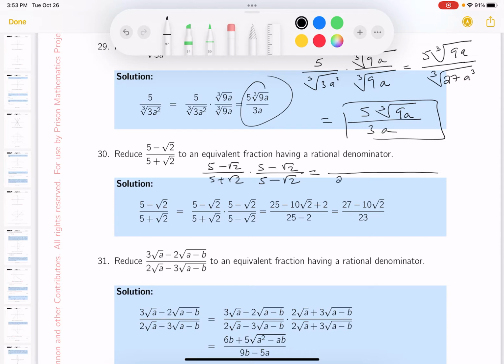5 times 5 is 25. Then you're going to get minus 5 root 2, plus 5 root 2. And then you're going to get minus 2. On top, what do you get? You get 25 minus 5 root 2, minus 5 root 2. And then, minus times minus is a positive, plus 2. So what do you get here on top? You get 25 and 2 is 27, and then you get minus 10 root 2's. On bottom, the two middle terms disappear, and you get 23.